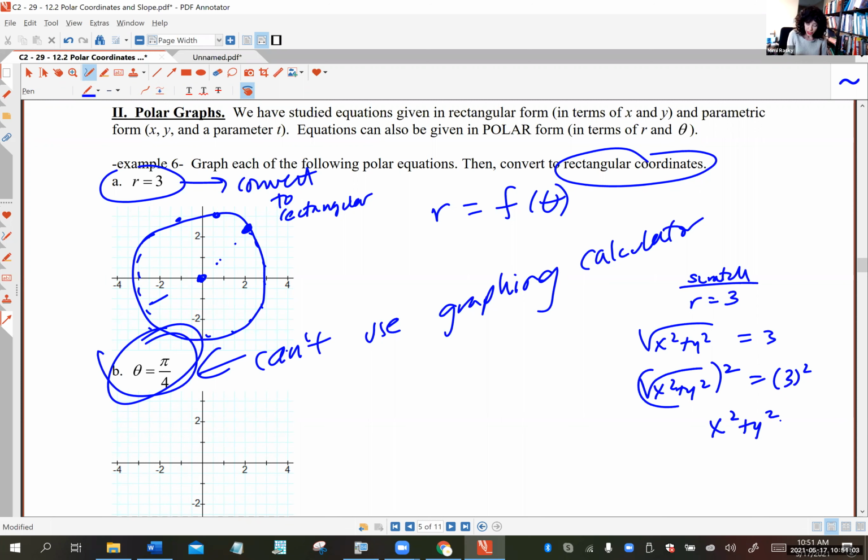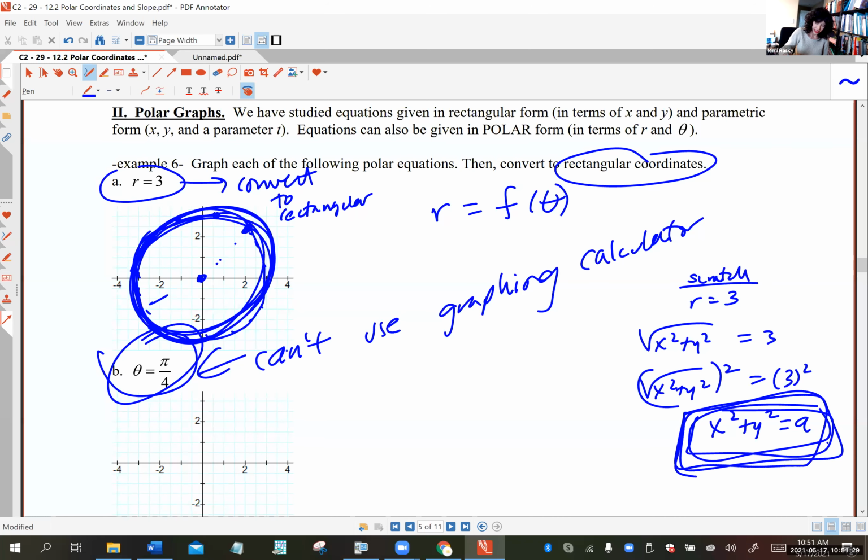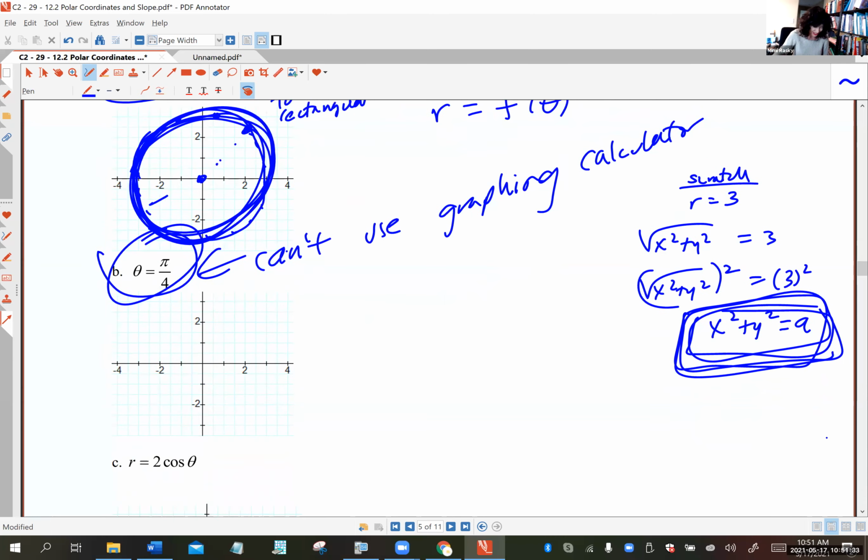Do you guys recognize this rectangular equation as the equation for a circle of radius 3 centered at the origin? Doesn't it match the graph? You need it to.